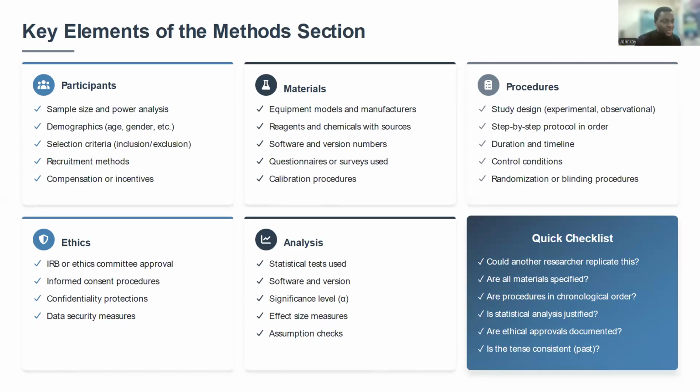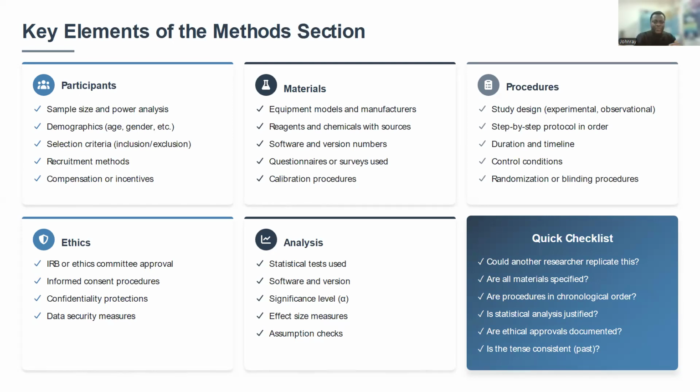So what are the quick checklists? Could another person replicate this? If you are writing your methodology, that's the question you must be asking yourself. Can someone pick this thing up and be able to do it? The next thing is, is all the material specified? Have I been able to specify the material, or talk about the participants involved in this? What procedure did I use?